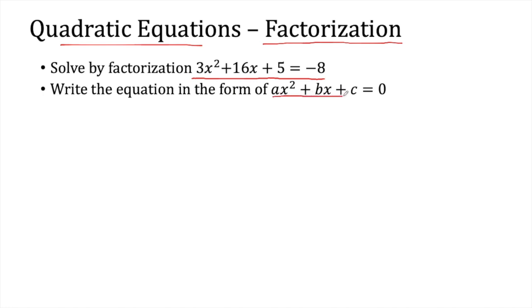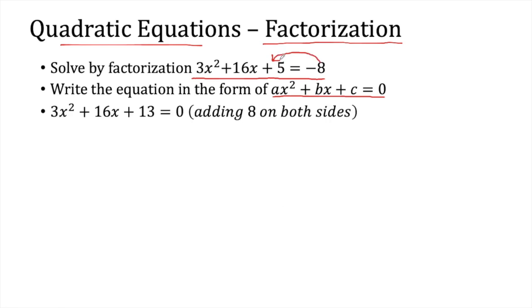squared plus bx plus c is equal to 0, which means that on the right hand side, you must not have any x terms or any constant term. It must be 0. So you must take this -8 to the left hand side of the equation, and you will do that by adding 8 to both sides of the equation.